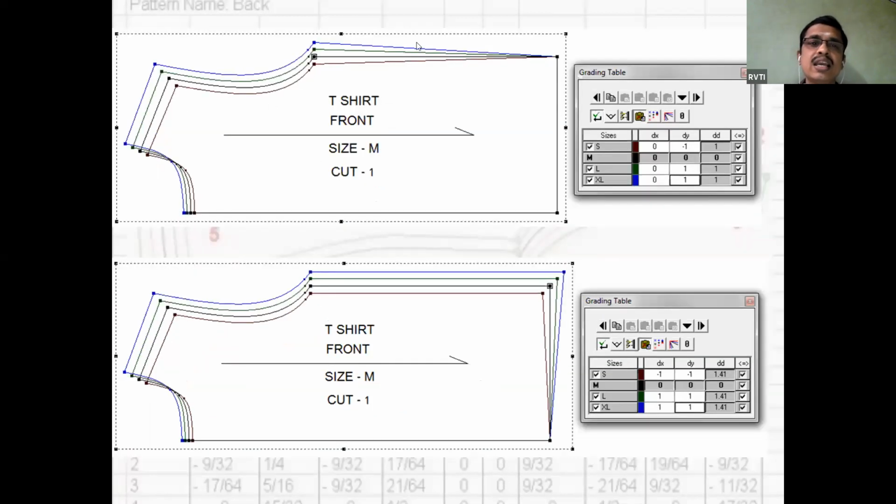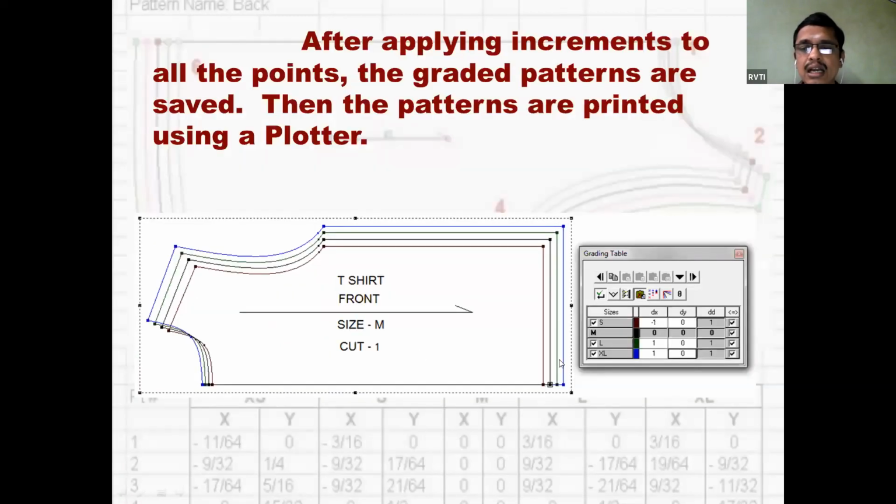So see here, I apply the increment, then here and apply the increment, and finally I applied the increment in all the cardinal points. Finally, it has been graded. Okay, so this is called the computerized grading method.